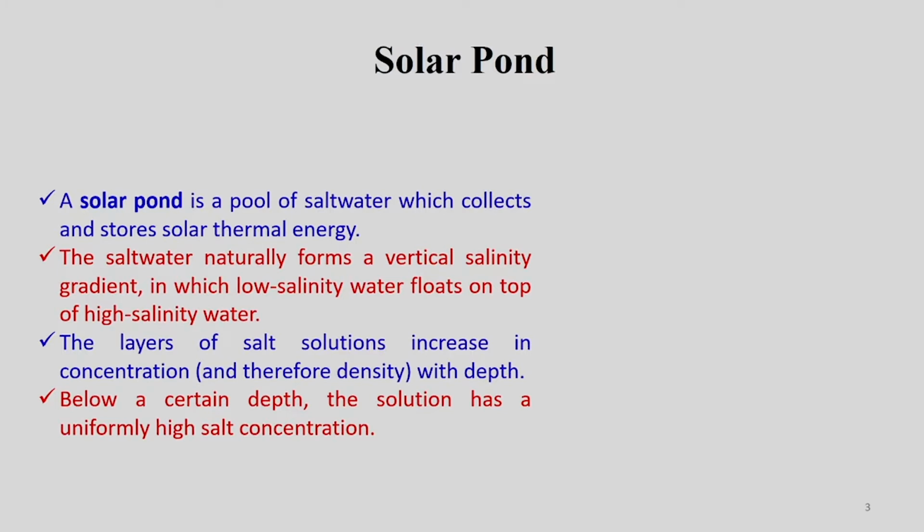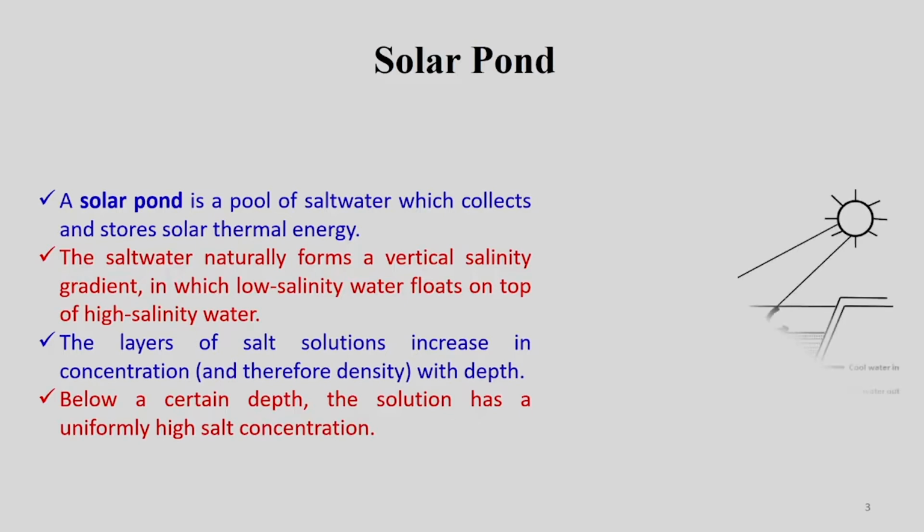So, first let us learn what a solar pond is. A solar pond is a pool of salt water which collects and stores solar thermal energy. The salt water naturally forms a vertical salinity gradient in which low salinity water floats on top of high salinity water. The layers of salt solutions increase in concentration with depth. Below a certain depth, the solution has a uniformly high salt concentration.